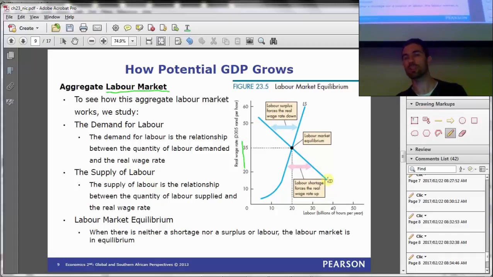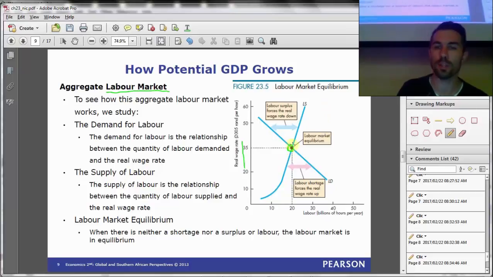Does that relationship kind of sit easy with you? You happy with that idea? Okay. Labor supply, upward sloping. Why is it upward sloping? The higher the real wage, the more labor people are willing to supply to the market. You happy with that idea? Okay. Upward sloping labor supply, downward sloping labor demand.